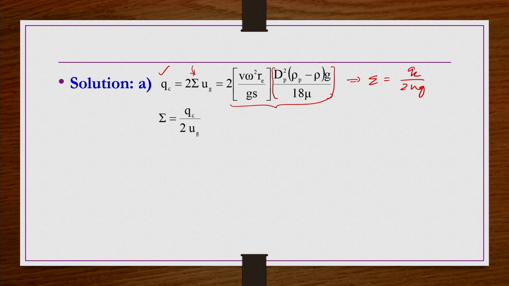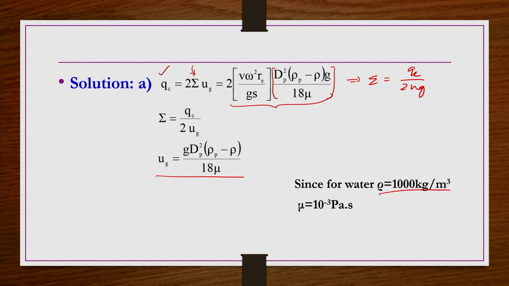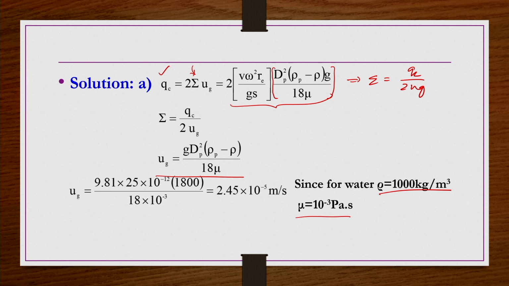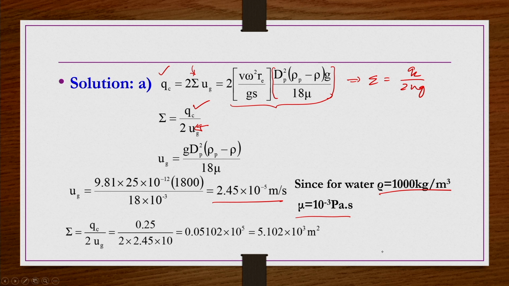The viscosity and density of the solution are same as that of water. So Ug is g dp square (rho p minus rho) by 18 mu, and for water rho is 1000 kg per meter cube, mu is 10 power minus 3 Pascal second at the given conditions. Then Ug you can find as 2.45 into 10 power minus 5 meter per second. Now Qc is known and Ug also you calculated, you substitute here. Then the sigma value you get as 5.102 into 10 power 3 meter square.